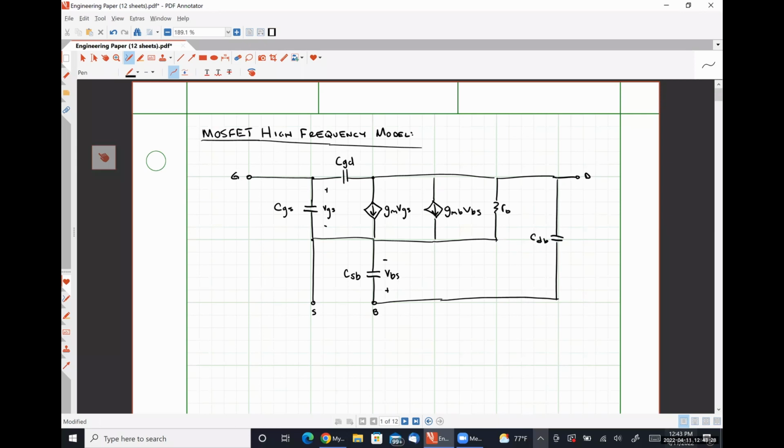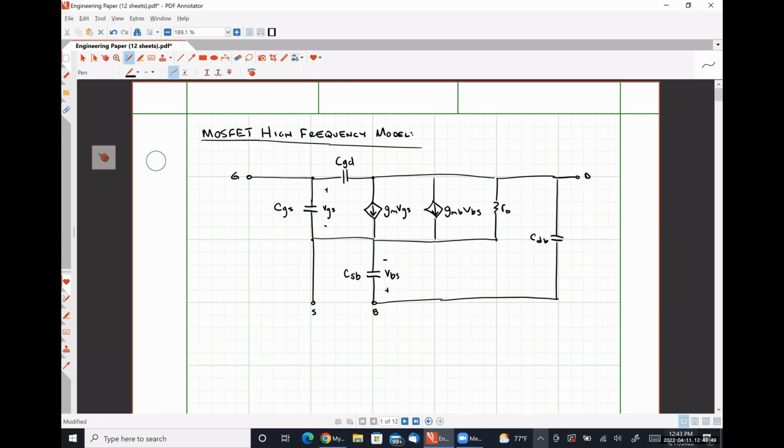In fact, unless I specifically state otherwise, we are going to work under the assumption that our source and body terminals are tied to each other, which means this capacitor CDB actually occurs between the drain and the source for the overwhelming majority of instances.